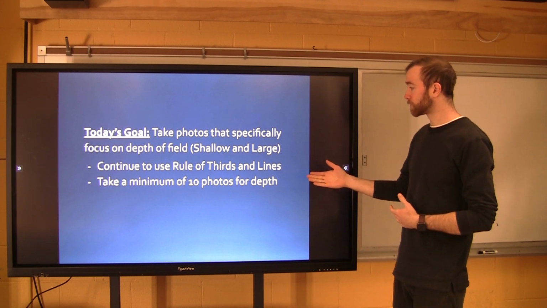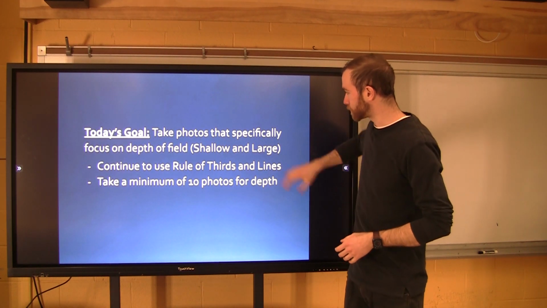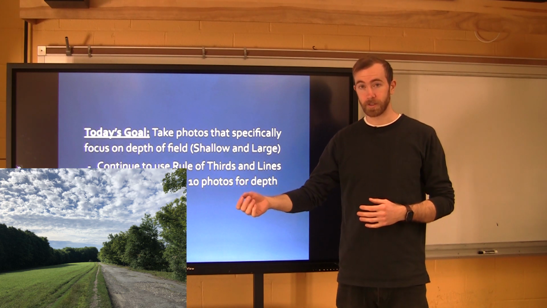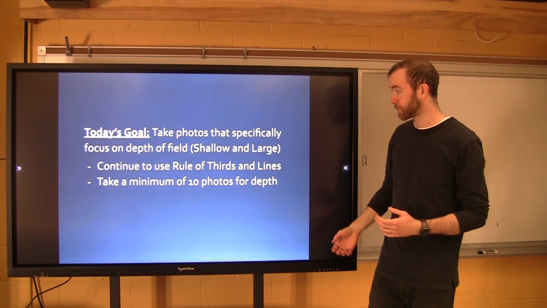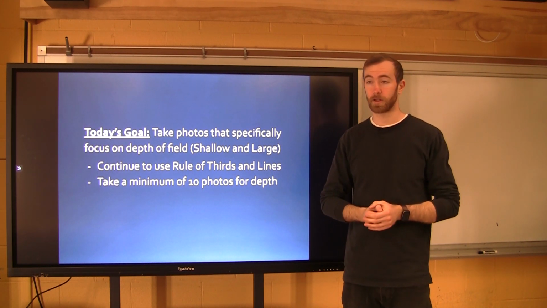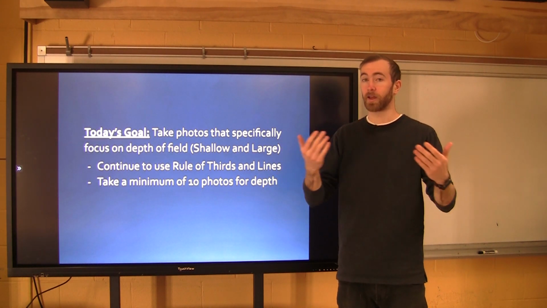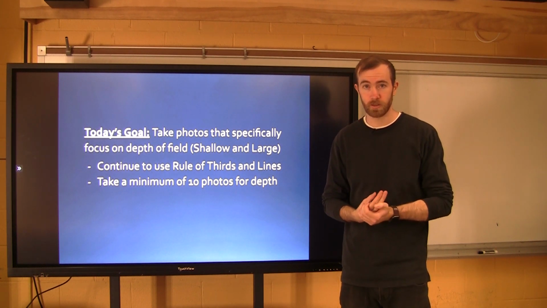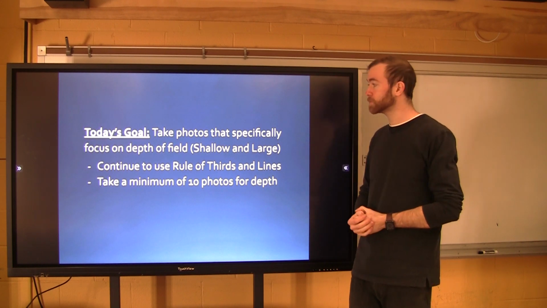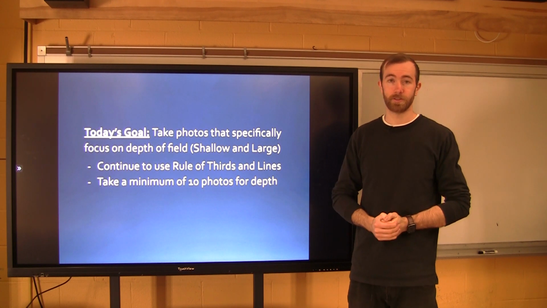You want to continue to use rule of thirds and lines. If you find lines, like one of these photos way back there at High Ridge, there was a road that had some lines in it and also had a large depth of field. You want to take a minimum of 10 photos for depth. Shoot for 5 and 5, right? You can take more than that. If you have one subject and you want to take large depth of field and shallow depth of field of the same subject, try to shoot for 10 different subjects, right? If you have any questions, let me know. Today's lesson is on depth of field.